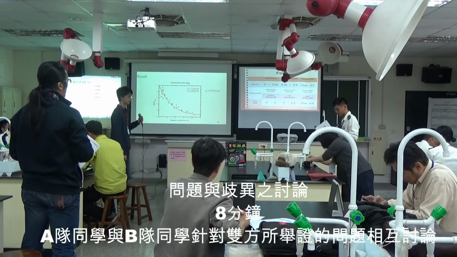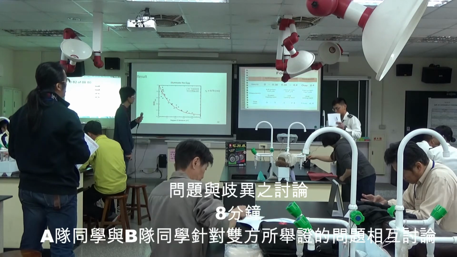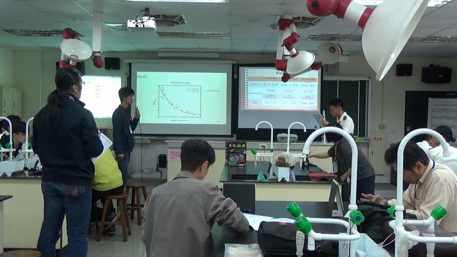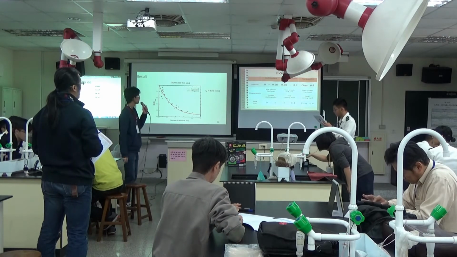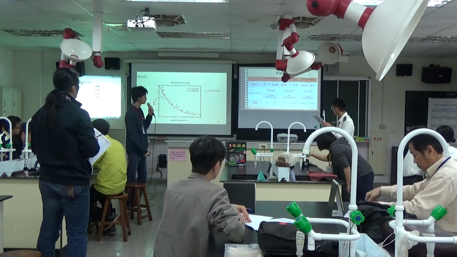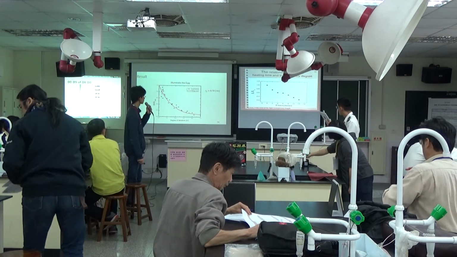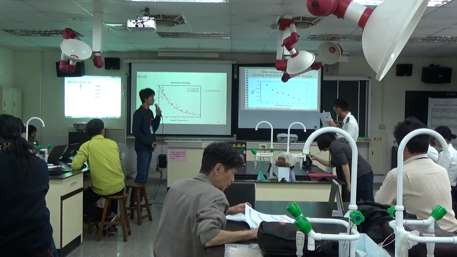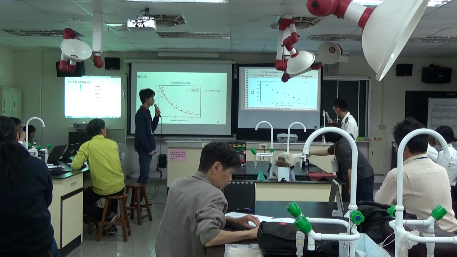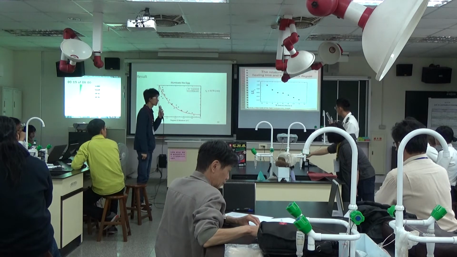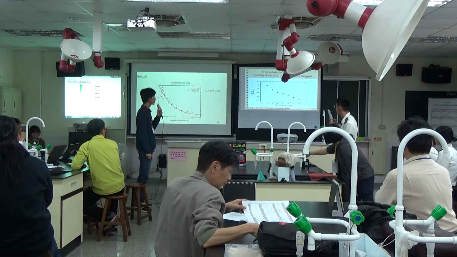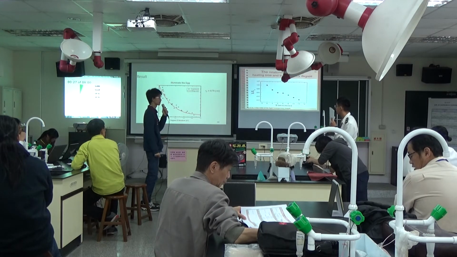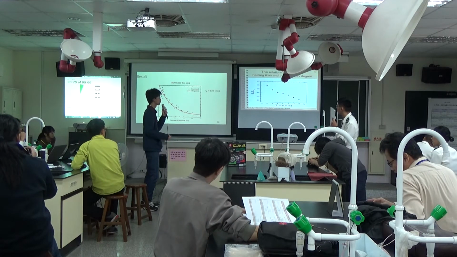Okay, once again on page 12. Are these points the average of your experiments, or did you only do it once? So this point only represents one experiment. You didn't do it repeatedly.